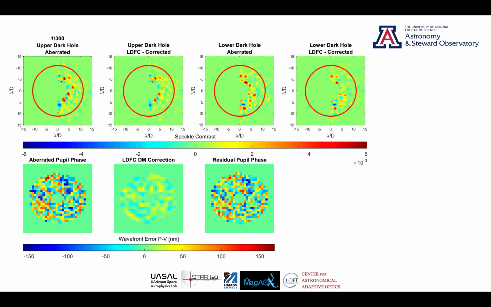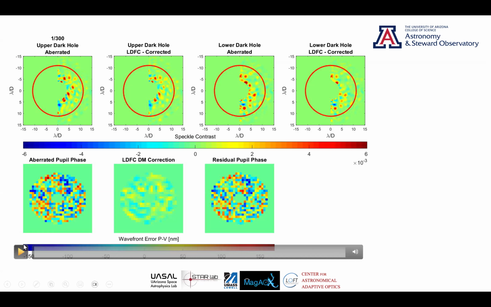Up on the top, I selected the dark hole regions. So this is our upper dark hole, this is the lower one. The left side images are the open loop aberrated images. So I ran with just the aberration being applied on the DM, no correction. And then these were the closed loop results where it was the same aberration being applied, but now with LDFC correction on top of it.